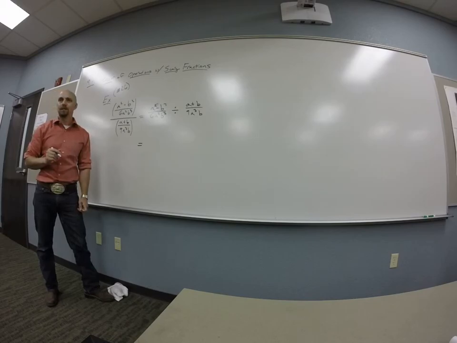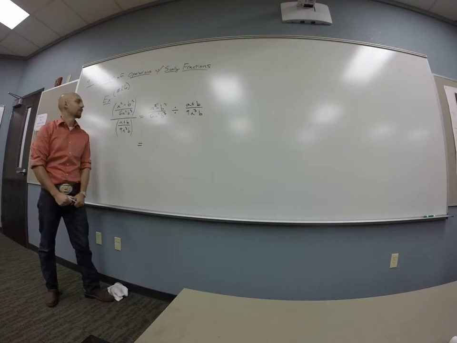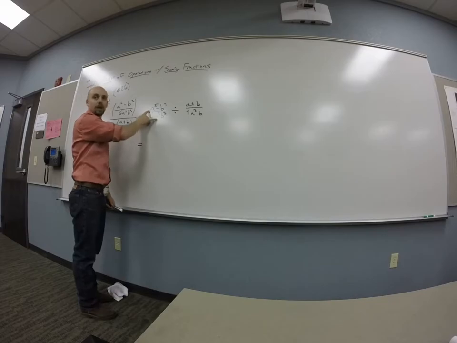I have a question. Yeah. So to be on the right page about what to count as the false cancel, is that the a? Yeah, the false cancel I'm talking about is the a squared on top and bottom, right?